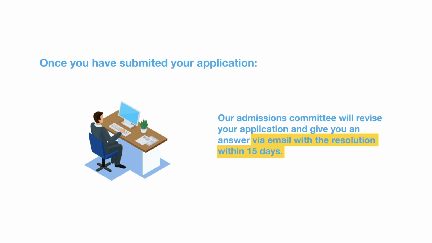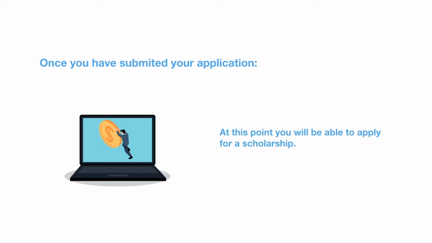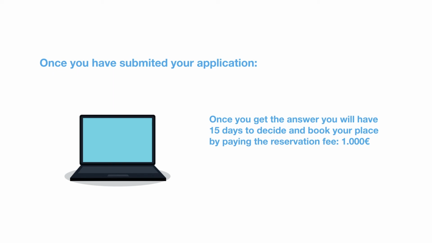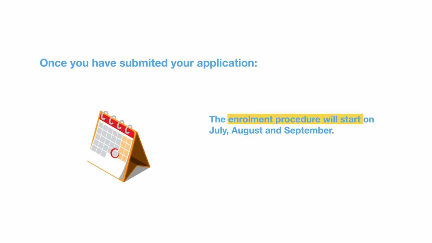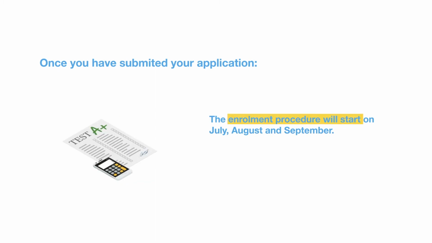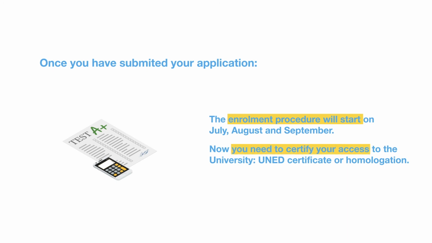At this point, you will be able to apply for a scholarship on the same link. Once you get the answer, you will have 15 days to decide and book your place by paying the reservation fee. The reservation fee payment guarantees your spot in the program. In July, August, and September, we will start the enrollment procedure. It is at this moment that you need to certify your access to Spanish university with a UNED certificate or homologation, depending on your education system.